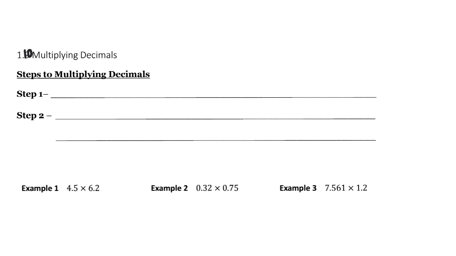Okay, so now we're going to get into multiplying decimals. The first thing I want you to do is draw the tic-tac-toe board. We have talked about multiplying integers, so it's going to be helpful if you draw and fill in your tic-tac-toe board as we speak. Fill in your signs. Once you fill that in, we're going to go over the steps to multiplying decimals.